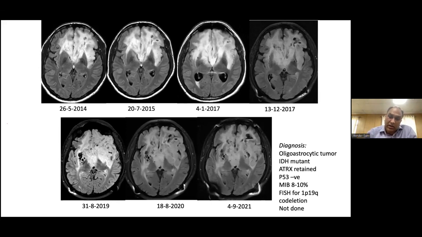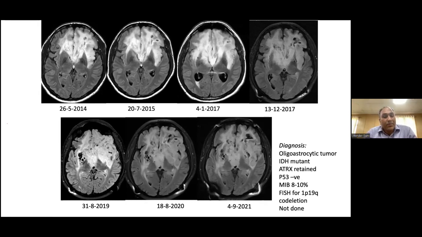At that time the family agreed for the biopsy, and the biopsy showed it's an IDH mutant tumor with a mixed kind of pathology. But ATRX was retained, likely to be an oligodendroglioma. Imaging also appears like an oligodendroglioma. Here you see that the tumor is involving both gray as well as white matter. It continues to show some cysts within the lesion. It never showed any kind of contrast enhancement, and it was very slow growing. So from 2006 to 2022, the patient has survived for 17 years without taking any treatment.